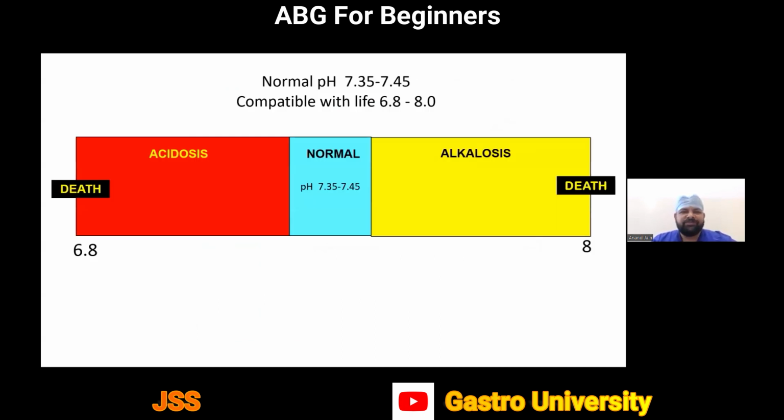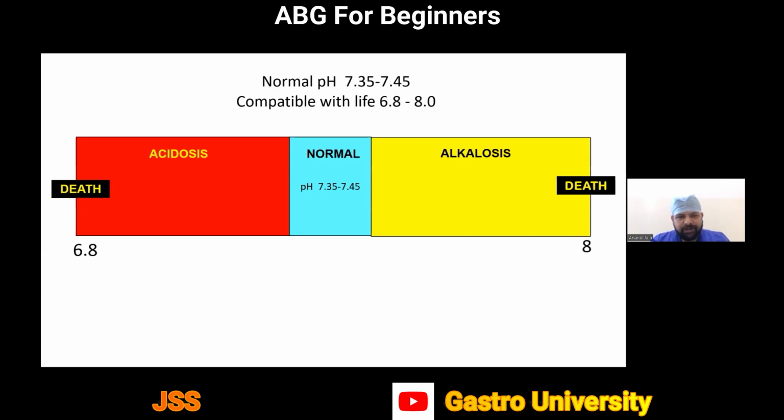The normal pH of the body is between 7.35 to 7.45. The compatibility of life is maintained between the extremes of pH from 6.8 to 8. If it goes beyond it, there is a possibility that the patient is going to die. If the pH is at these extremes, the patient is going to die.